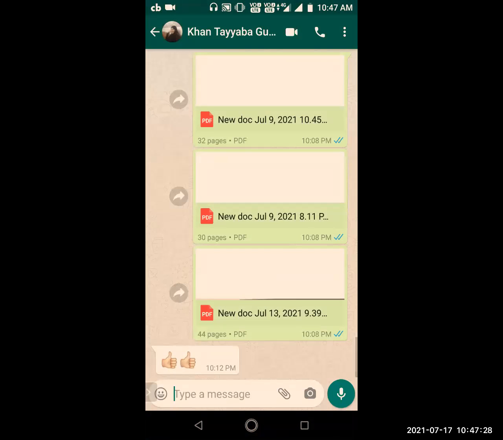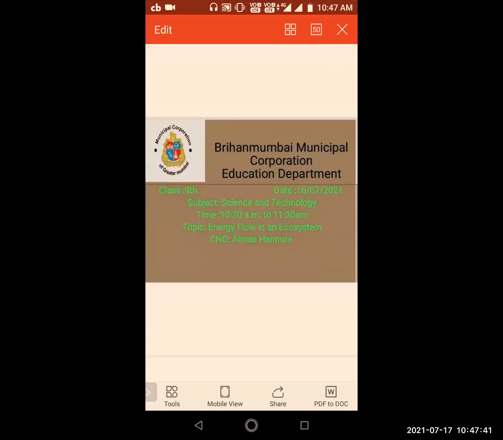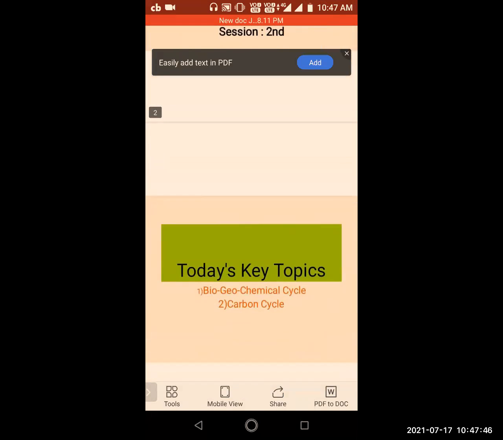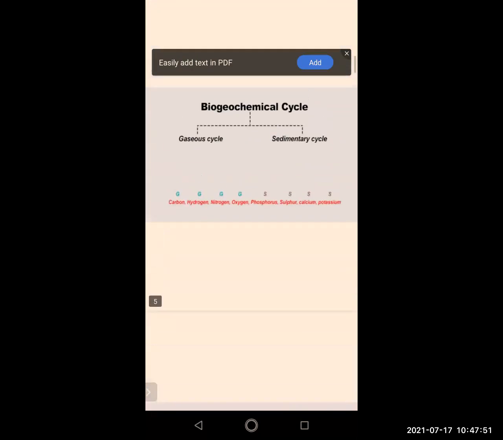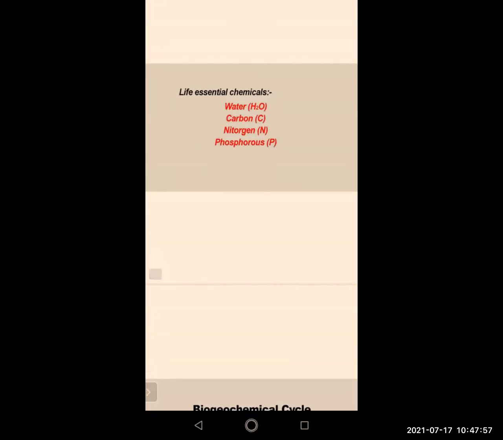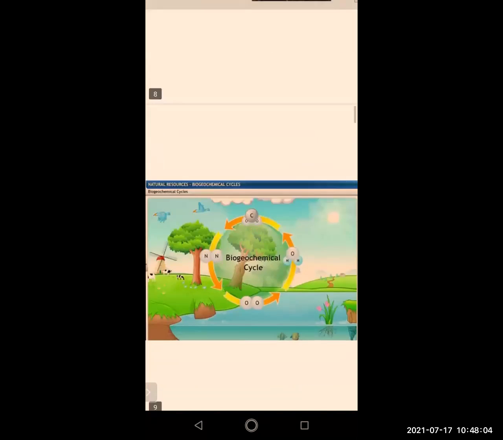And after that, yesterday, we have learned about the 2 main cycles. First of all, that is biogeochemical cycles, which has 2 different phases: gaseous phase and sedimentary phase. What are the essential life chemicals, how biogeochemical works, and how it is useful for the survival of a plant and the growth of a plant.